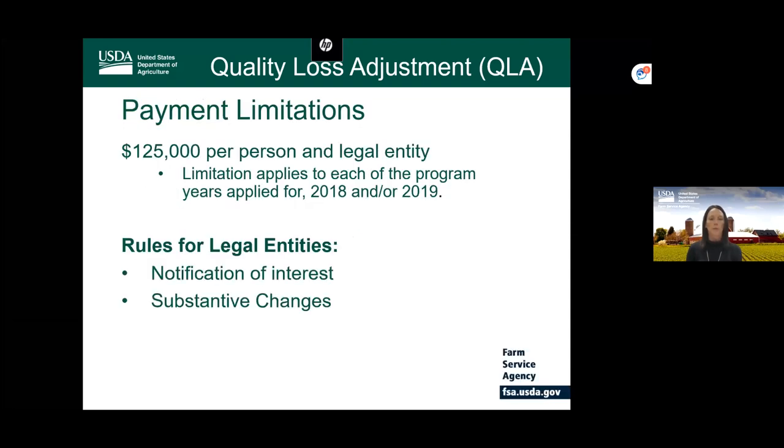There's a $125,000 payment limitation for quality loss adjustment. The limitation applies to each of the program years applied for, 2018 and or 2019. This is a separate payment limitation than WIP Plus. So if a producer received $125,000 under WIP Plus, they'd also be eligible for $125,000 under QLA.